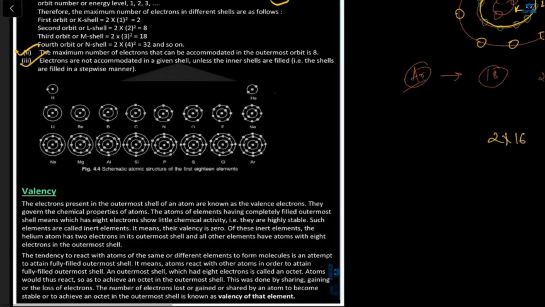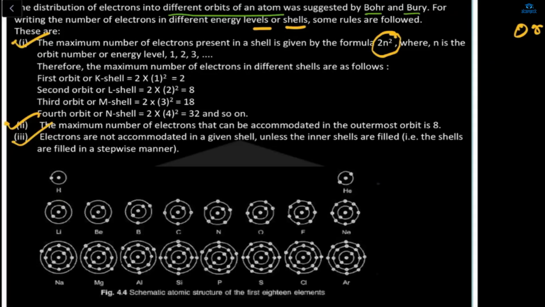Now, what is the next formula? The next rule is: the maximum number of electrons that can be accommodated in the outermost orbit is 8. Okay? Maximum electrons is how much? 8. Okay. Electrons are not accommodated in a given shell unless the inner shells are filled.